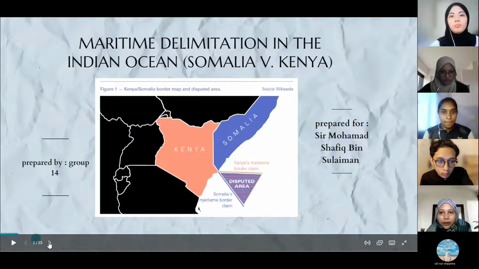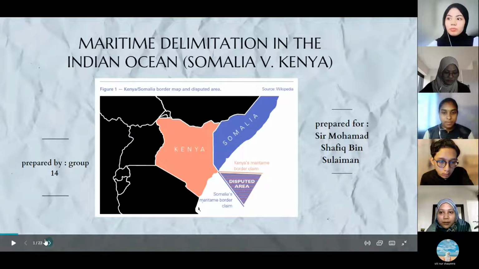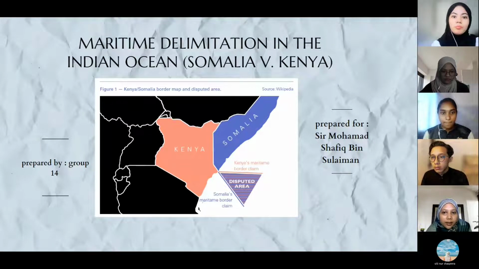We are from Group 14 and we would like to present our topic: Maritime Delimitation in the Indian Ocean, Somalia versus Kenya.